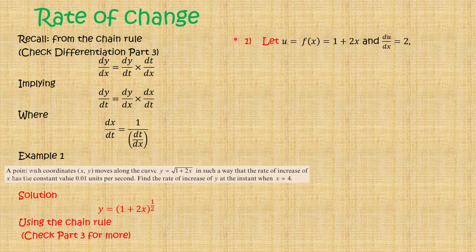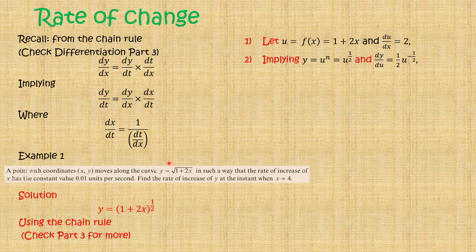As you would recall from part 3, differentiating such kind of functions or equations, we let u be the inner function, which is 1 plus 2x. Now, differentiating u with respect to x, we get du/dx, which is equal to 2. And the second step would be y is equal to u to the half, because we have substituted for the inner function 1 plus 2x. So we no longer have 1 plus 2x for now.